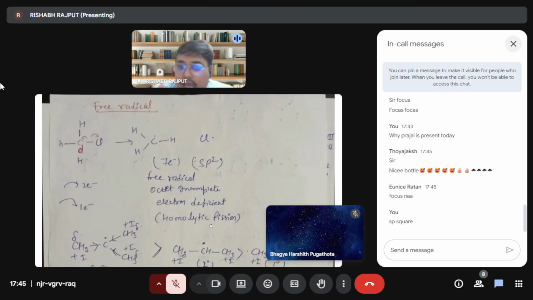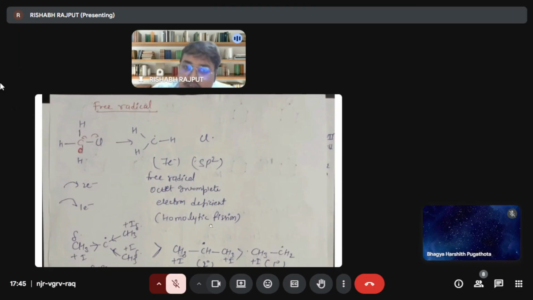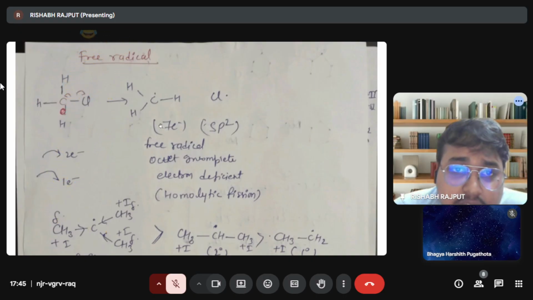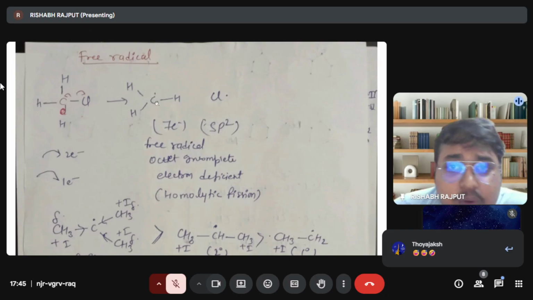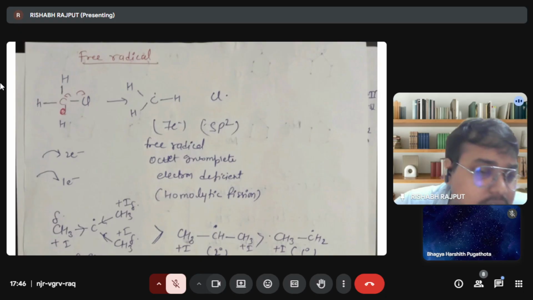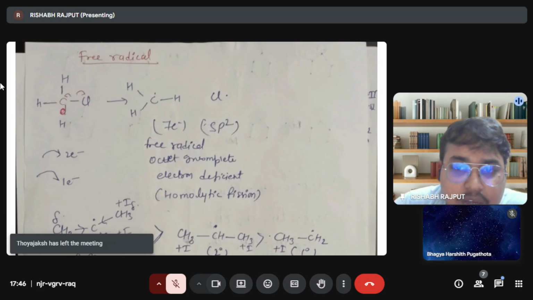Carbocation and carbanion are heterolytic, but this free radical is homolytic. Why? Because here carbon takes one electron and chlorine also takes one electron. So the number of electrons taken by the two elements is the same, and that is why there is no charge. That is why we call it homolytic fission.